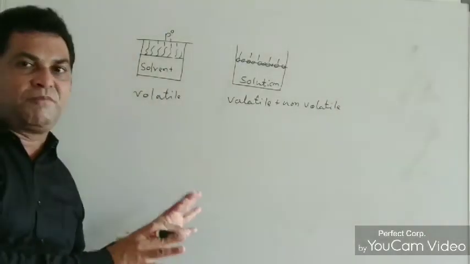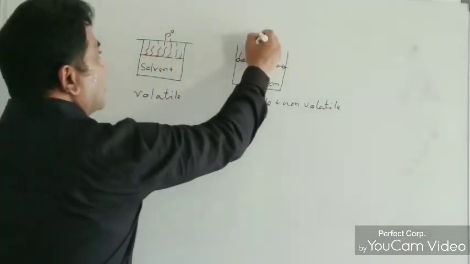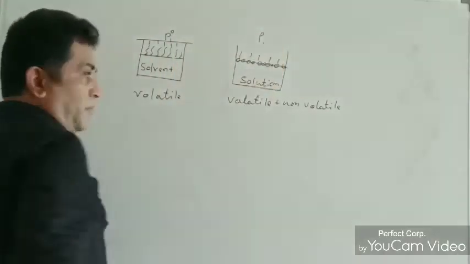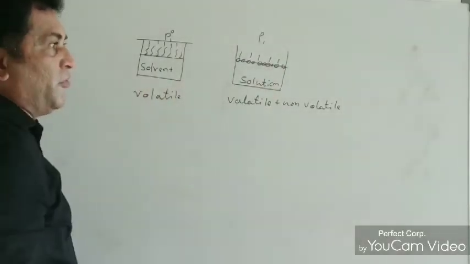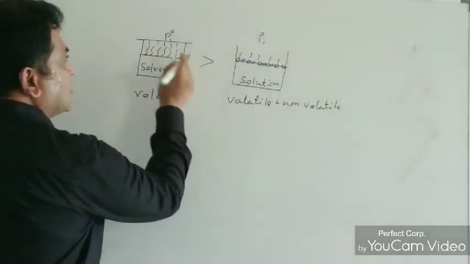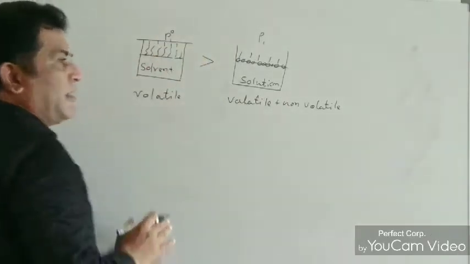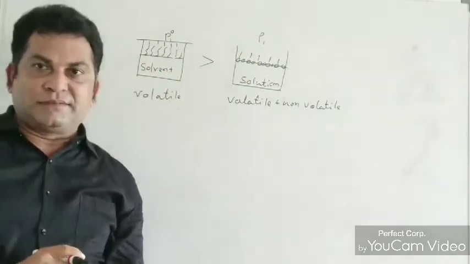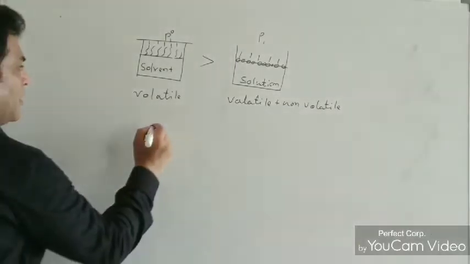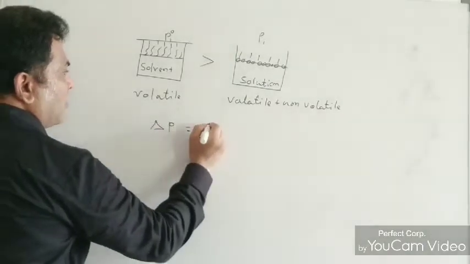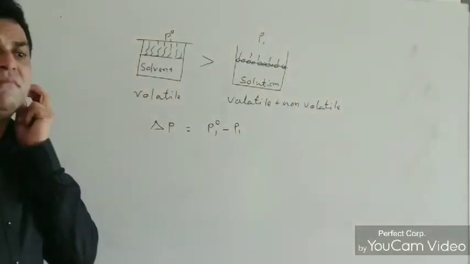This is the basic part. Here we have taken pressure P01, and here only P1. Which one is bigger? You can see that here more pressure will come out, and that's why P01 is greater than P1. So here we can differentiate: Delta P is equal to P01 minus P1.